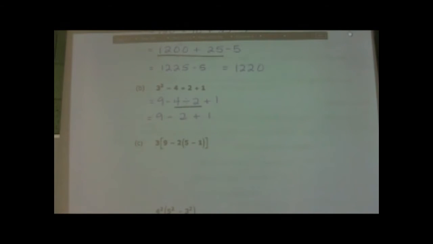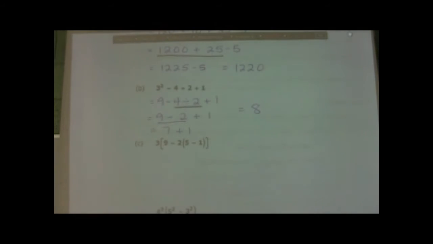All right, this is where people get tripped up. It looks like this is so easy from here on out. And the big mistake people make is go, ooh, 2 plus 1 is 3, 9 minus 3 is 6. No. Adding doesn't come first, it's from left to right. So the first thing you're going to do, 9 minus 2. That gives you 7 plus 1. This is going to equal 8. So don't make some of the easy mistakes to make.